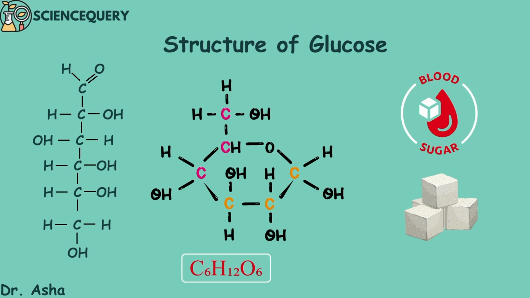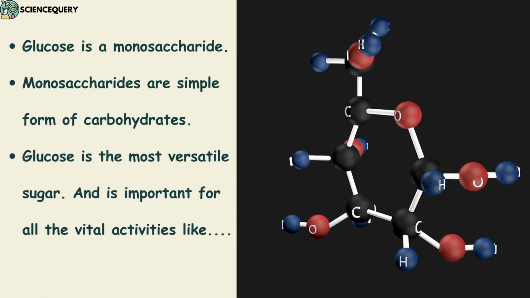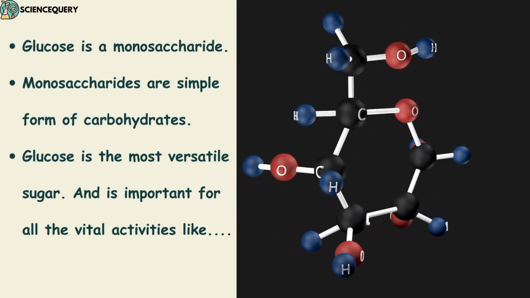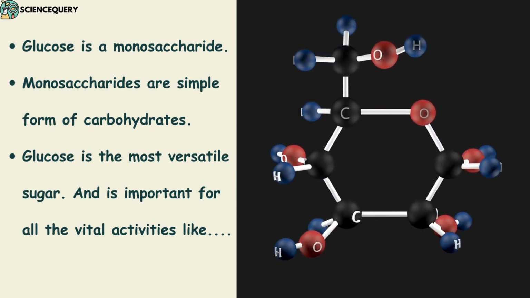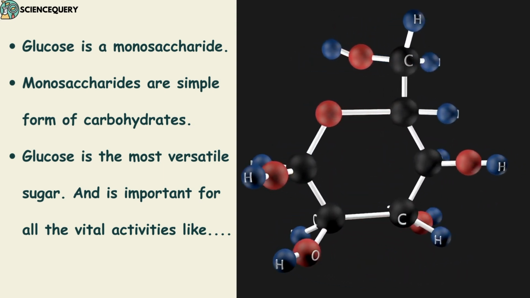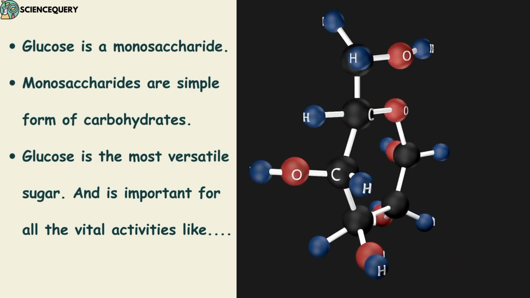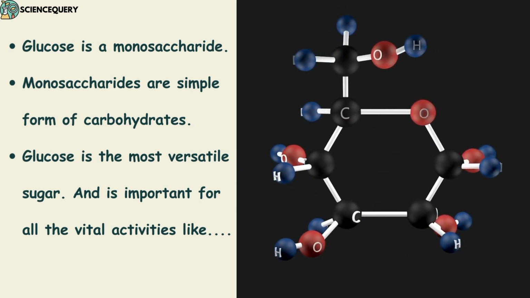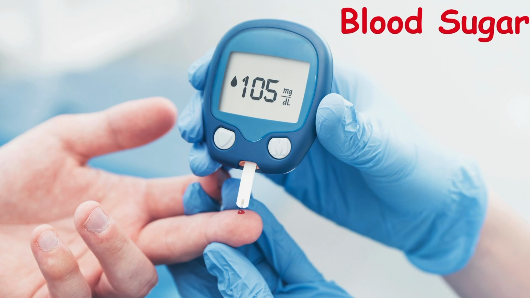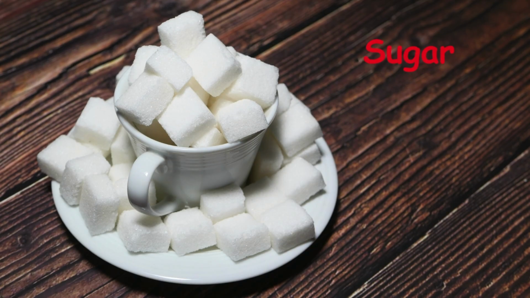In this video I am going to talk about the structure of glucose. Before going into the details of the glucose structure, let's first understand what glucose is. Glucose is a monosaccharide. Monosaccharides are the simple form of carbohydrate. Glucose is the most versatile sugar and is important for all the vital activities like photosynthesis and respiration. Also, glucose is an important part of blood sugar and regular sugar.